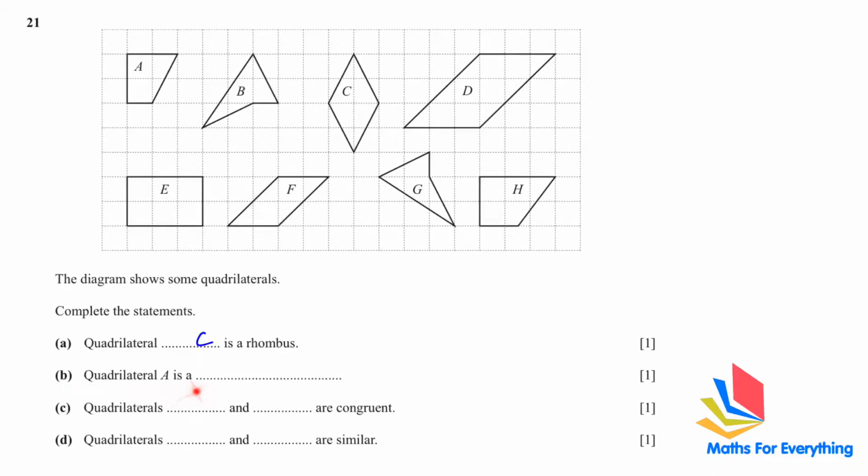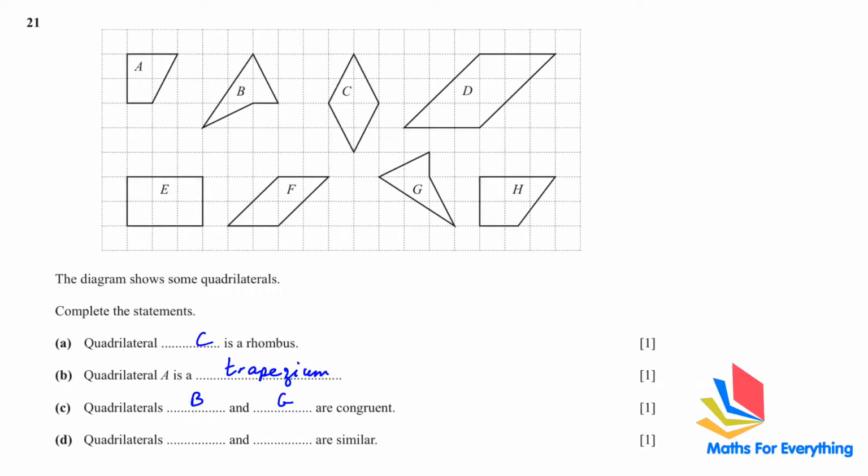B, quadrilateral A is a trapezium. C, quadrilateral dash and dash are congruent. Congruent means that they have the same angles and the same equal sides. So we can say B and G are congruent. And similar means they have to have the same angles and the sides must also be the same.